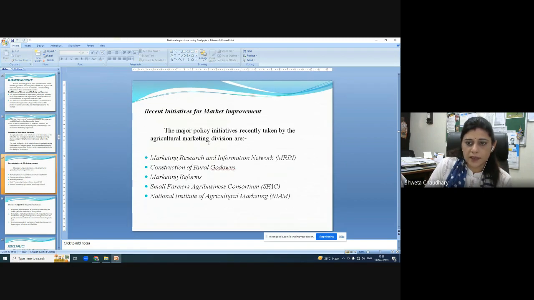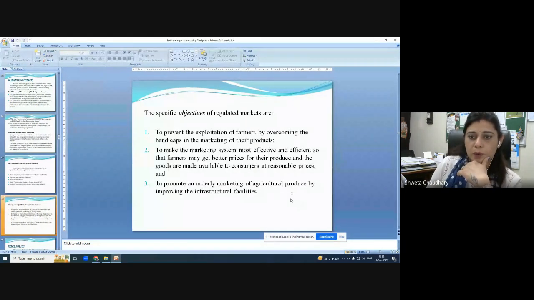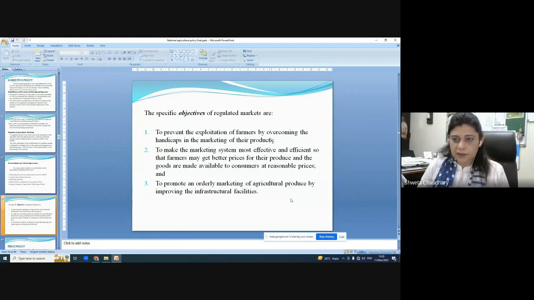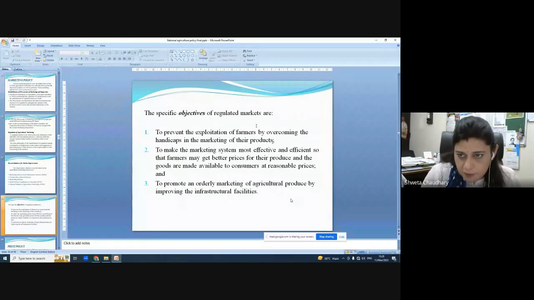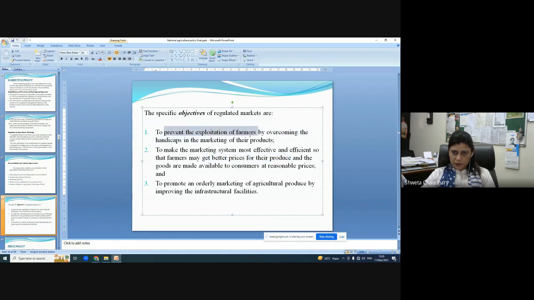So the major things that were taken up were construction of rural godowns, marketing reforms, the small farmer agribusiness consortium, and NIAM. The basic objectives of regulated markets are to prevent the exploitation of the farmer by overcoming the handicaps in the marketing of their products, and to make the marketing system most effective and efficient so that the farmer can get a better price. So the basic function of these regulated markets is that the farmer can get a better price for their produce, prevent exploitation of the farmers, and ensure orderly marketing of agricultural produce. These are the basic objectives.